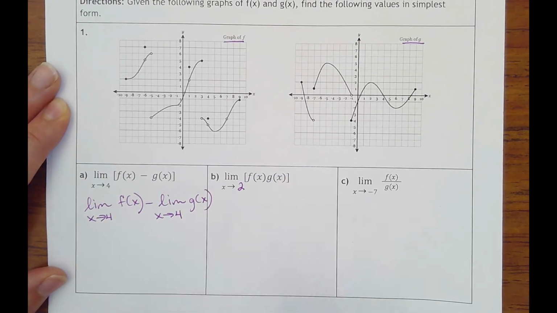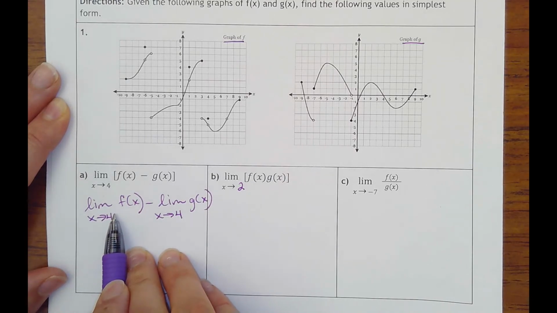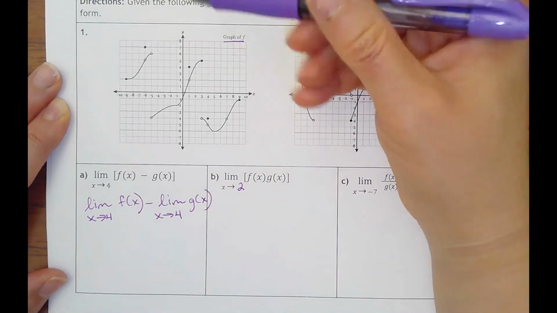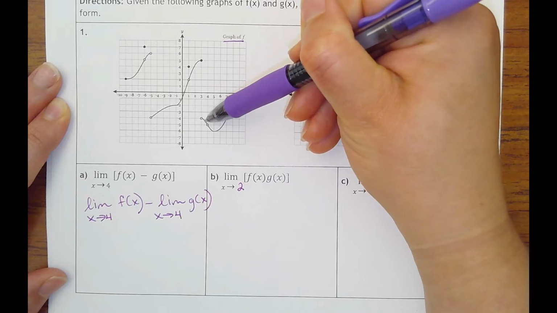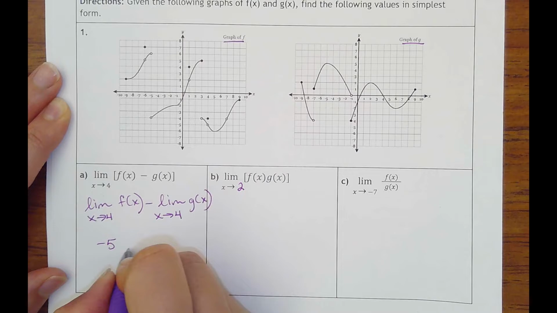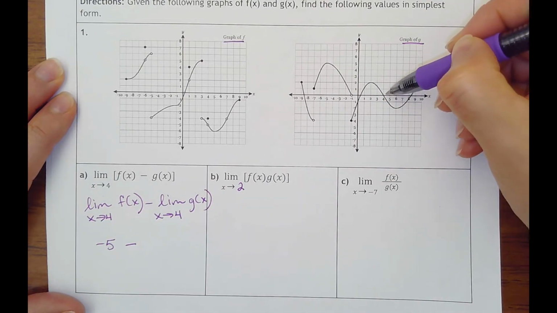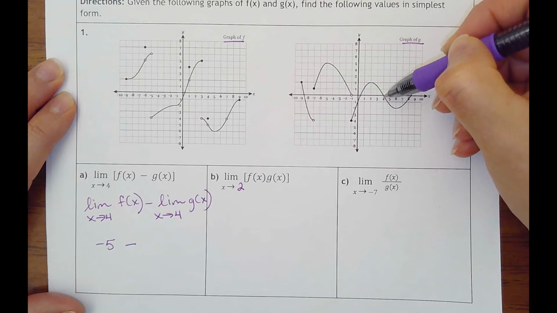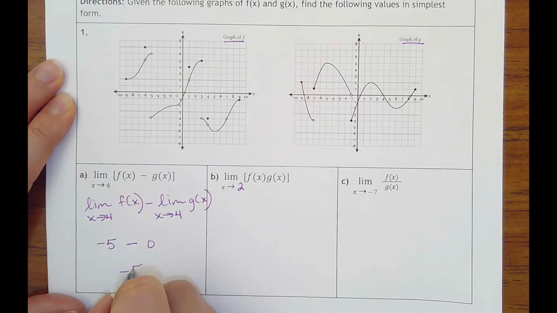So let's look at our f graph. Find the limit as x approaches 4. And because there's no plus or minus after it, this is the general limit, so it has to exist. So let's find 4. Okay, even though there's a hole, it looks like when I come from the left and the right, I'm at the same value of -5. And then in g of x, as x approaches 4, I'm at 0. So -5 minus 0 would equal -5.